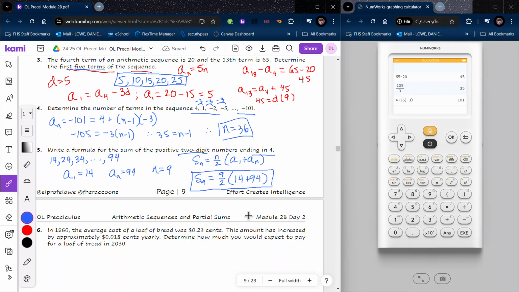Okay. That's it for this first part of the video, introducing the arithmetic sequences and their summations, or their partial sums. We'll continue with some applications in our next video.